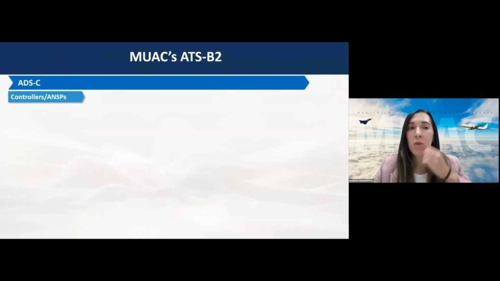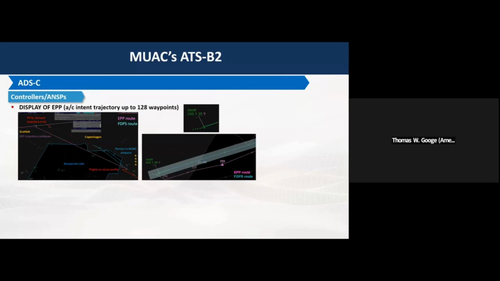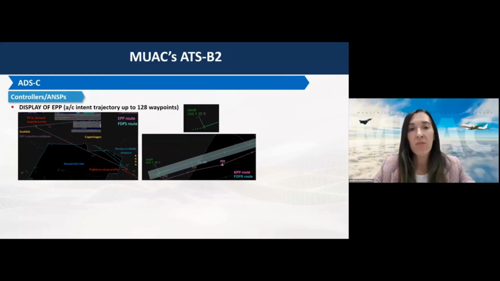What do we present to the controllers on the screen regarding ADS-C? So controllers can see the airborne trajectory, so the standard projected profile, the EPP, which can contain more than 128 waypoints. And they also can see that graphically, it's this green line.